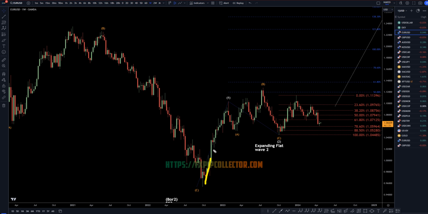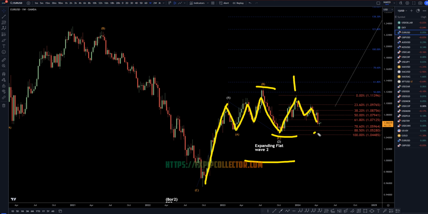On the weekly, I'm definitely still looking at this as a 1. I definitely still think this is 3 waves down, 3 waves up, 5 waves down for an expanding flat wave 2. Higher high wave B, lower low wave C definitely looks like an expanding flat. If that's the case, then that means that this is still a wave 1, this is still a wave 2, and eventually it should go up and make a 3, 4, and 5 like I was showing on the monthly time frame.